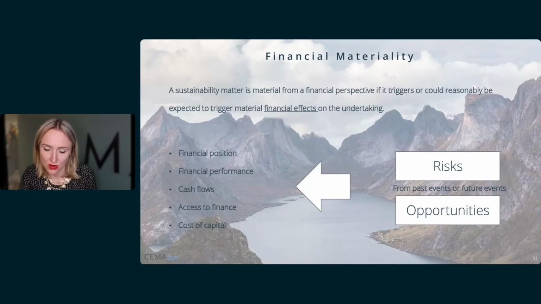All right, so a sustainability matter is material from a financial perspective if it triggers or could reasonably be expected to trigger material financial effects on the undertaking's financial position, financial performance, cash flow, access to finance, and/or cost of capital. So if you have a risk or an opportunity that could affect any of these things, that would be financially material. Sounds about right.